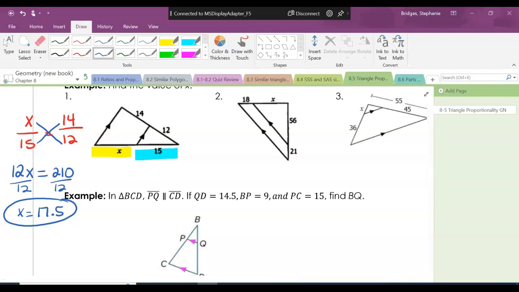I want you to try the next one, just like the first one. Okay, set up your proportion, cross multiply, and solve. I want you to try that one.